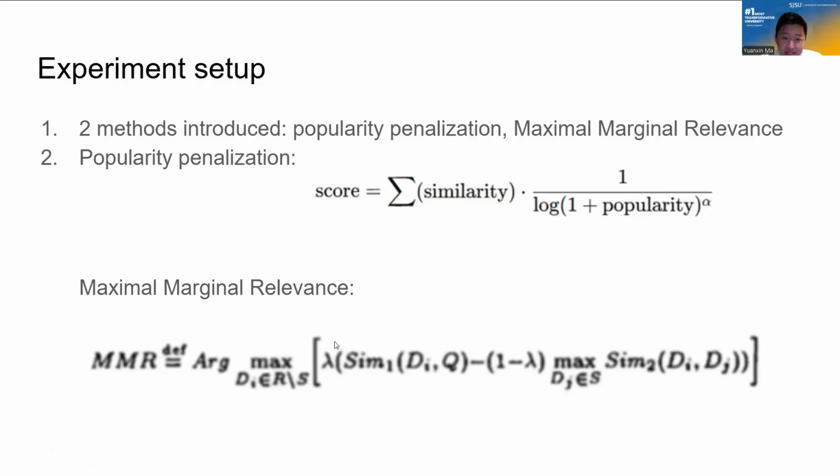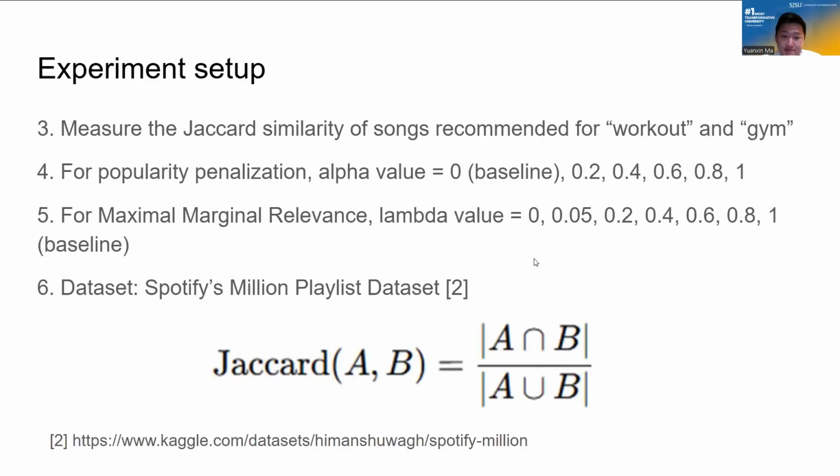So actually there's the lambda value where you control the similarity. The first similarity is the similarity of the recommendation with the query, which is balanced with the second similarity, which is the similarity of the recommendation with other recommendations. So this is actually trying to maximize the novelty of the recommendations too, by taking into account the similarity between the recommendations of the songs.